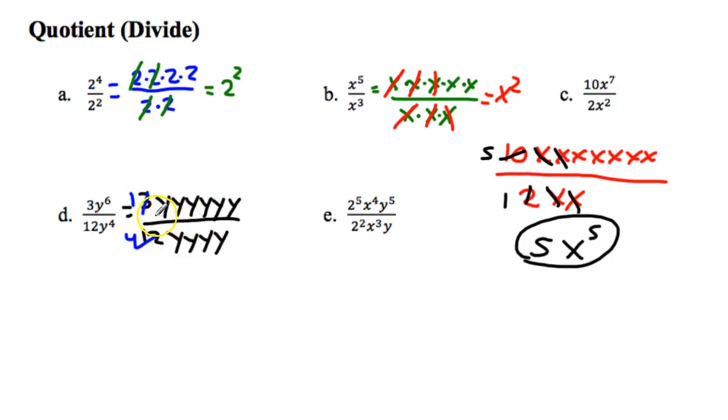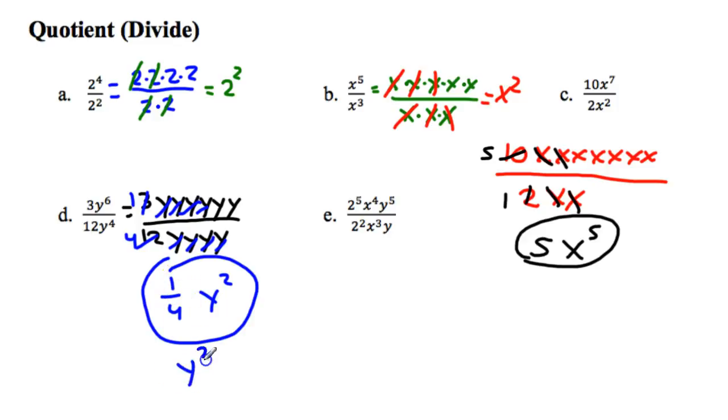Let me cancel some y's on the top, bottom, top, bottom, top, bottom, top, bottom. So on the top, I'm left with two y's, y times y. So that's going to be y squared. And this fraction is 1 on the top, 4 on the bottom. So I have 1/4 y squared. Bam, there we go, just like that. This can also be written y squared over 4 if you want. Either one's good.